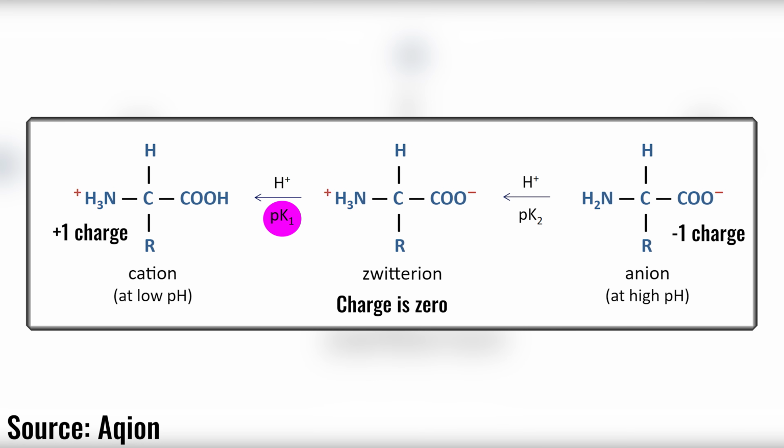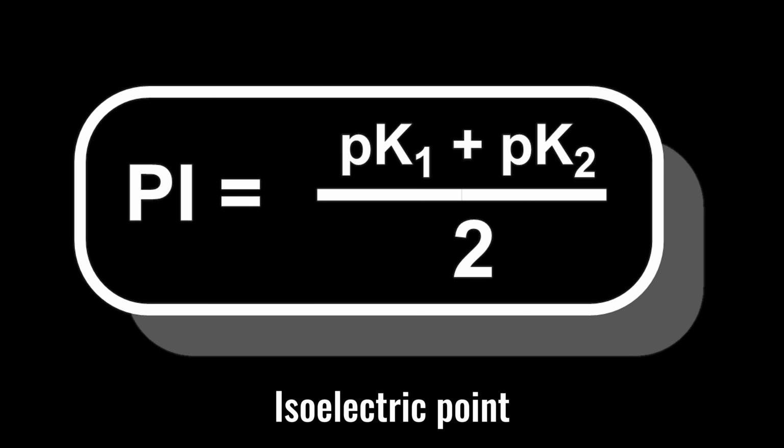We could then take the pK1 and pK2 values and divide them by 2 to get the isoelectric point. The isoelectric point is like a neutral zone for a molecule where it doesn't have an overall charge. It's a specific pH level where the molecule has an equal number of positive and negative parts, making it balanced and neutral. The reason why this is so important to know is because we'll use this in ion exchange chromatography.